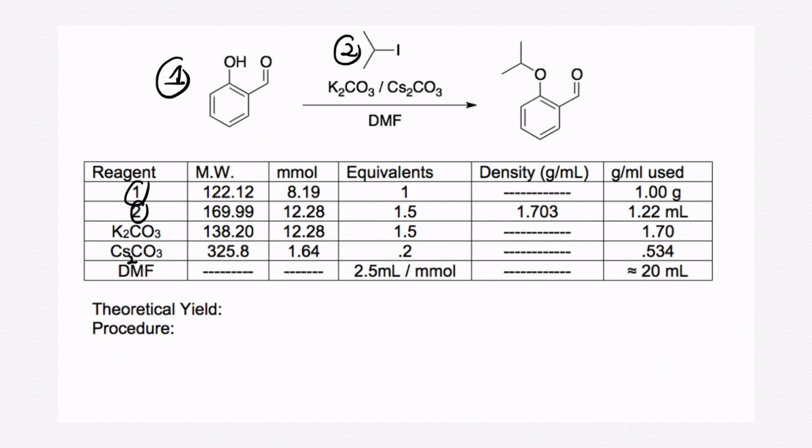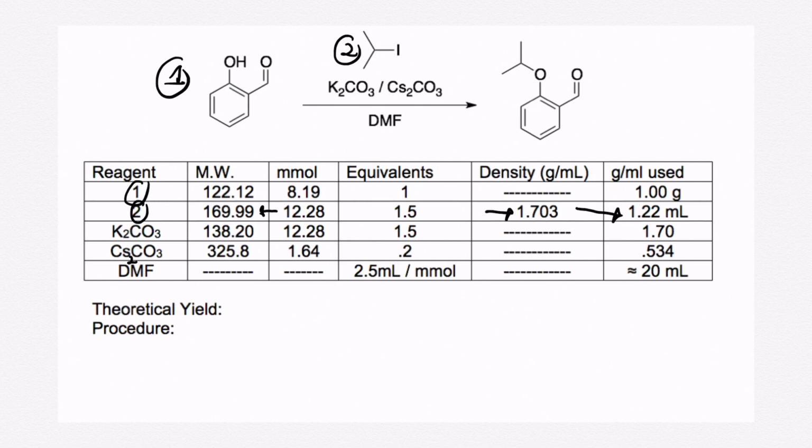So from here, what I would do is multiply 8.19 times 1.5, and then that would give me 12.28 millimoles. So once I have that 12.28, I'm going to multiply that by the molecular weight of 2-iodopropane, divide that by 1,000, and then divide it again by the density of 1.703. And that's going to give me 1.22 milliliters. So I know that for this reaction I need to add 1.22 mL.